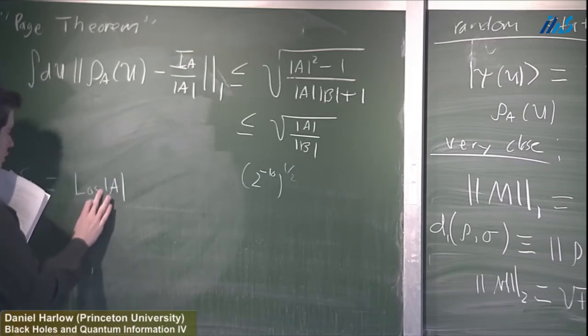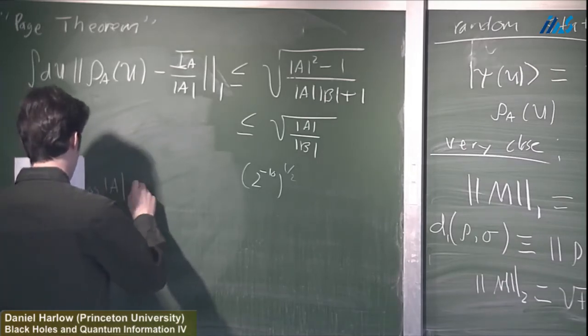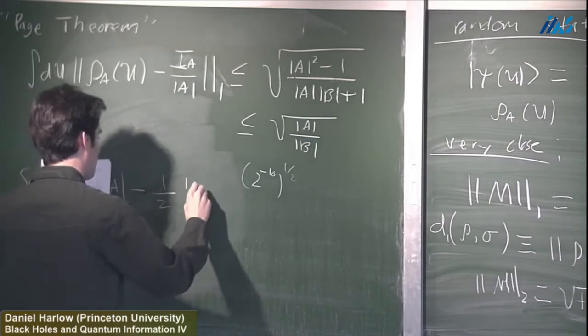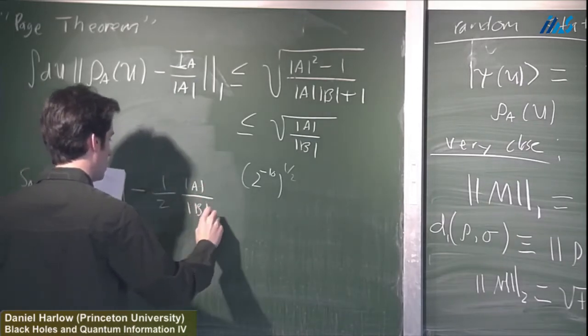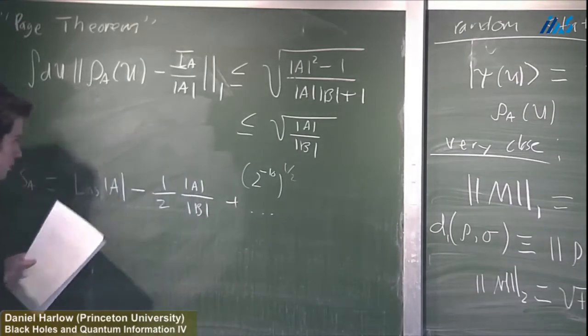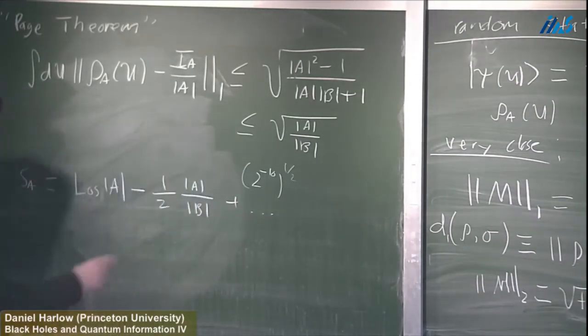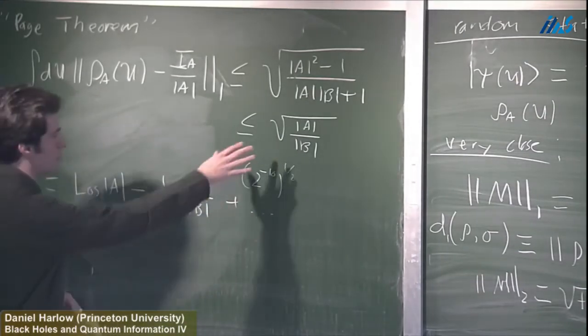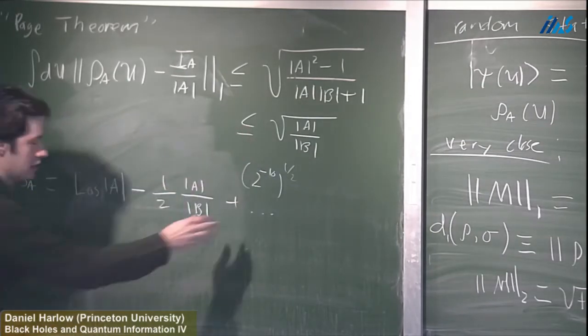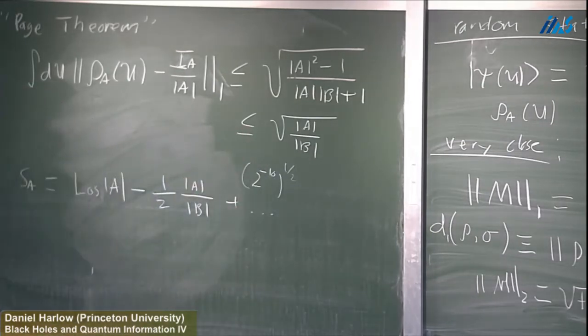Well, let's call it log. I don't want to get into that. Minus 1/2 a over b plus some dot dot dot, where the dot dot dot now is, in this version of it, you have to assume that both a and b are large to suppress the dot dot dot. So this is what Page actually showed.